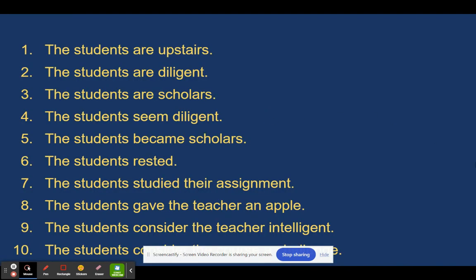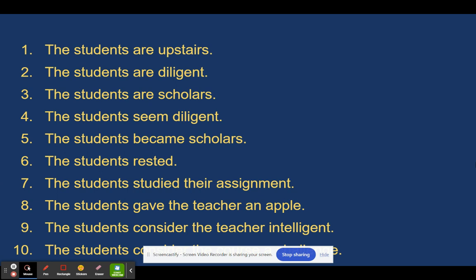So let's take a look at some of these sentences. I think that one of them may be blocked, but we have a variety of different types of sentences. We'll quickly read through these. The students are upstairs. The students are diligent. The students are scholars. The students seem diligent. The students became scholars. The students rested. The students studied their assignment. The students gave the teacher an apple. The students consider the teacher intelligent, and the students consider the course a challenge.